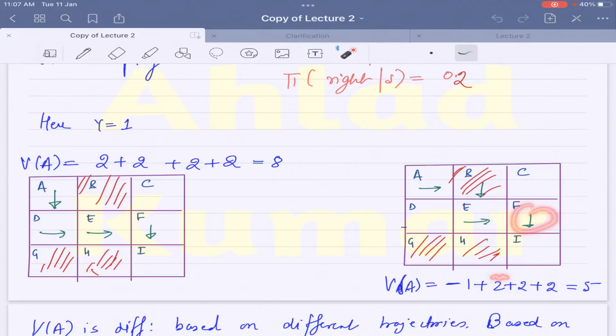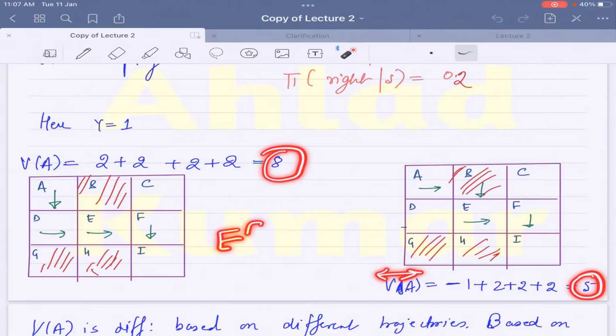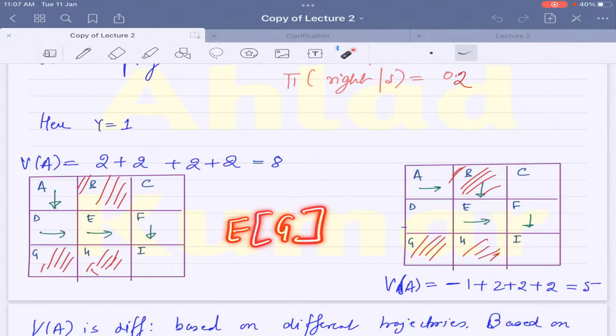Similarly here, and similarly once it ends up in the final state, it will get a reward of 2. So finally you can see that based on the different trajectories, the value function that you will get for a particular state is different. One time it is 8, another time it is 5. Because of this randomness in the nature of the value function, we calculate the expectation of the returns that you are getting for a particular state. So the answer for taking the expectation is clear from here.